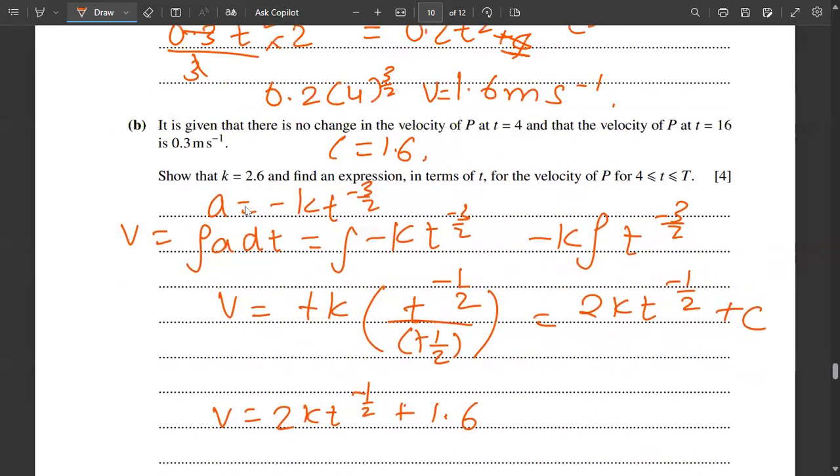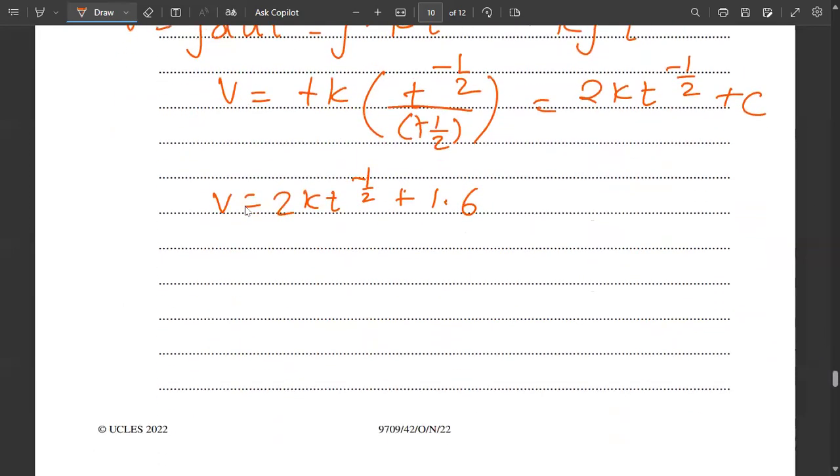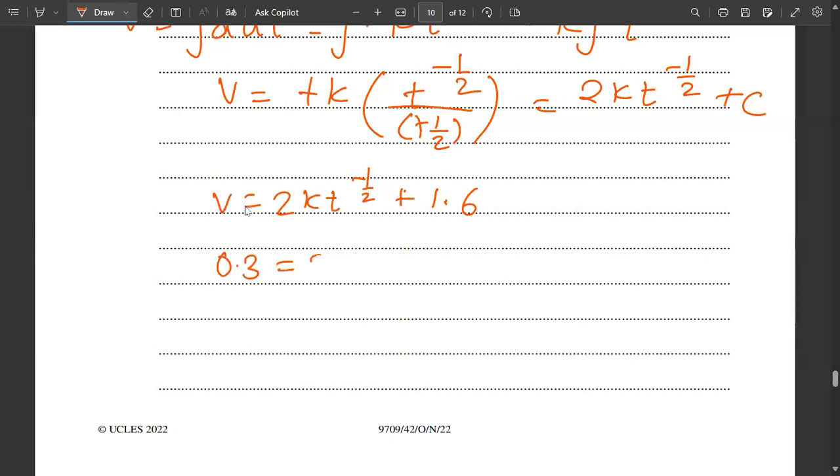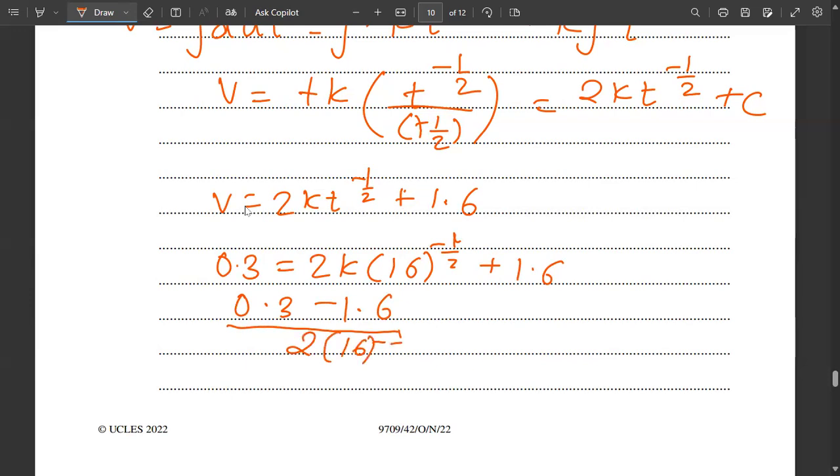And they have told us something else also. The velocity at t equals 16 is 0.3 meters per second. So when t is 16, the velocity is 0.3. So 0.3 equals 2k times 16 raised to minus 1 by 2, plus 1.6. So 0.3 minus 1.6, upon 2 times 16 raised to minus 1 by 2, equals k.